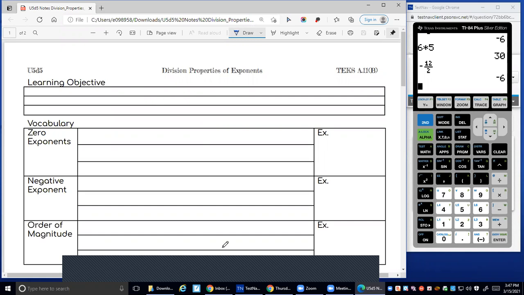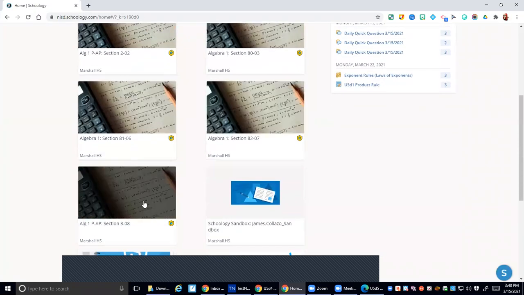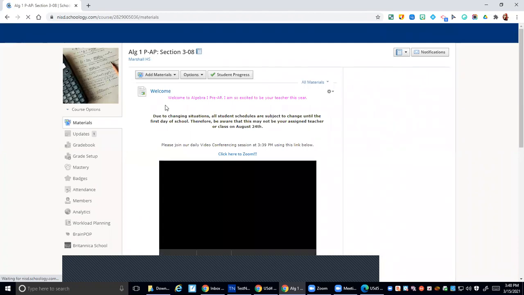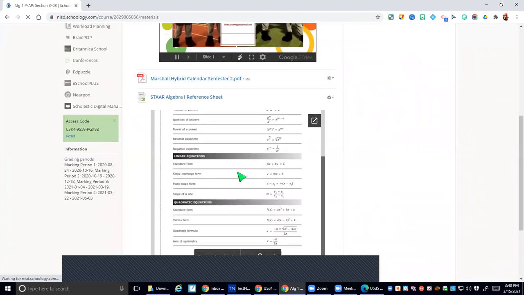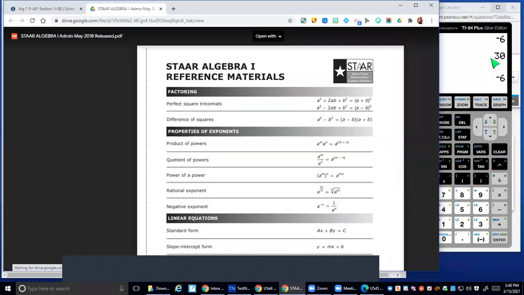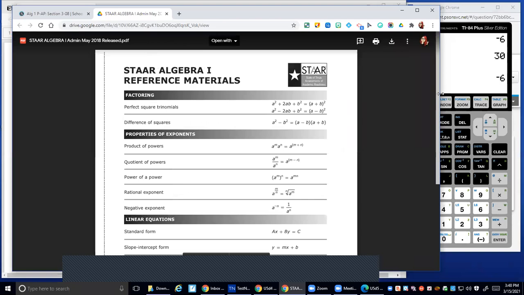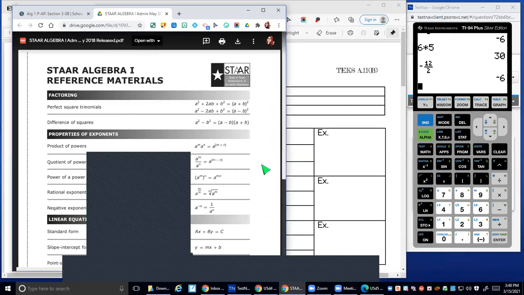Let me pull this up really quick, just so y'all know where it is. Right now I'm recording this in 8th period, so I'm going to go to 8th period. You go all the way down, and you'll notice there's a star reference sheet. Just pop that out. Ladies and gentlemen, we have this. In the past, you will have access to this sheet on your exam.